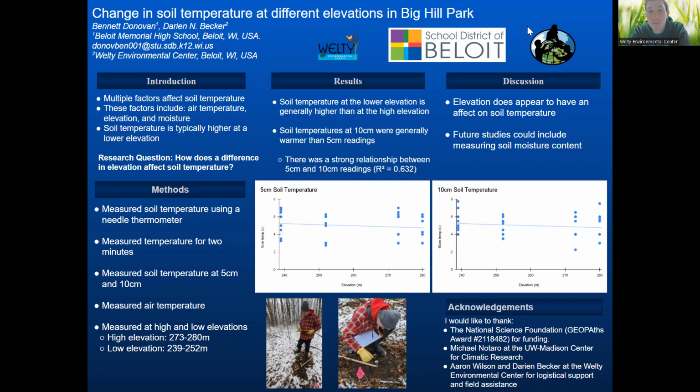I am a senior at Beloit Memorial High School, and I am currently a WELCOME intern here at the Welty Environmental Center in Beloit, Wisconsin. WELCOME stands for Wisconsin Educational Leadership for Community Outreach and Mentoring for the Environment. I studied the pedosphere protocol on GLOBE, studying the change in soil temperature at different elevations.